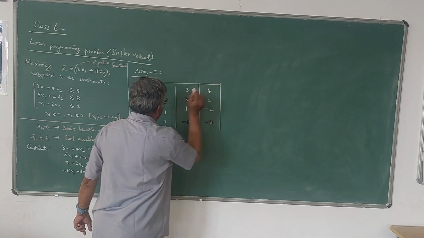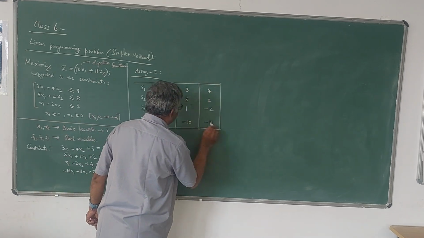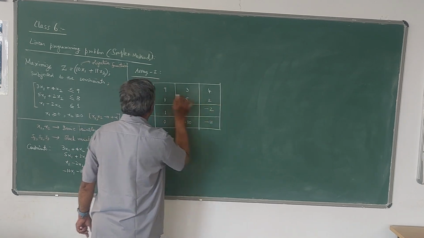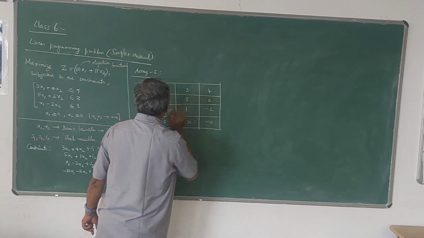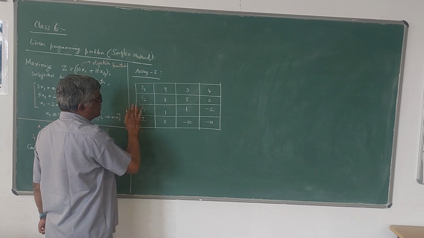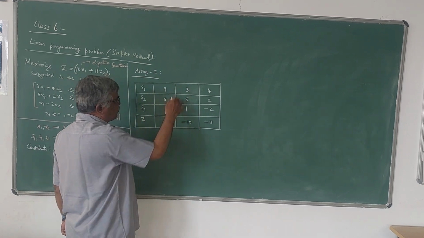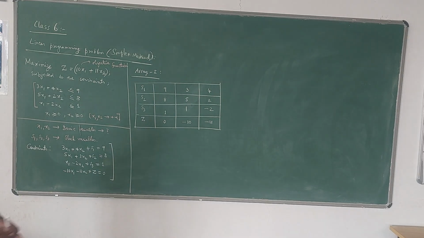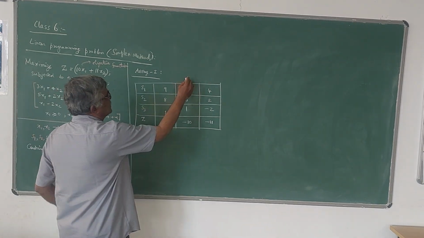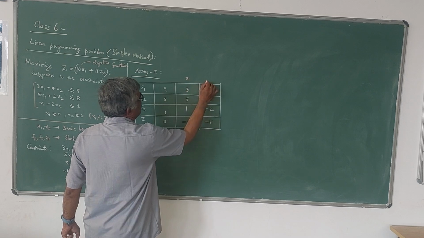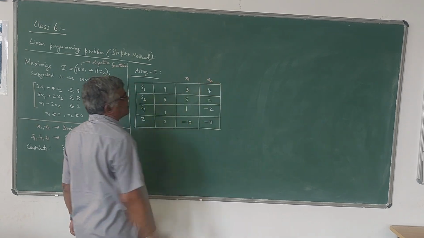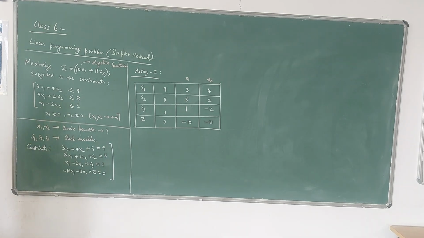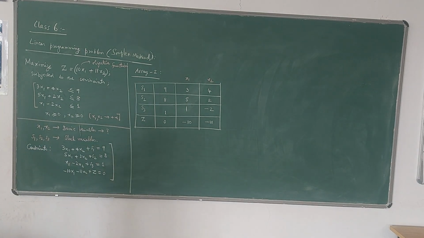Now let me write this in the form of an array, with rows and columns. There are 4 rows and 4 columns here. Since these are coefficients of x1, I write x1 here. These are coefficients of x2, therefore I write x2. So this is what we have to do.